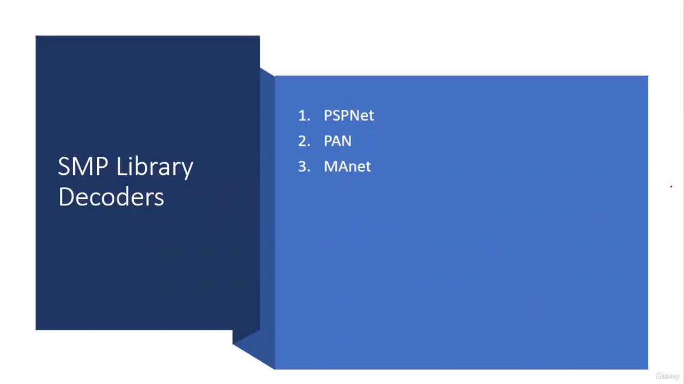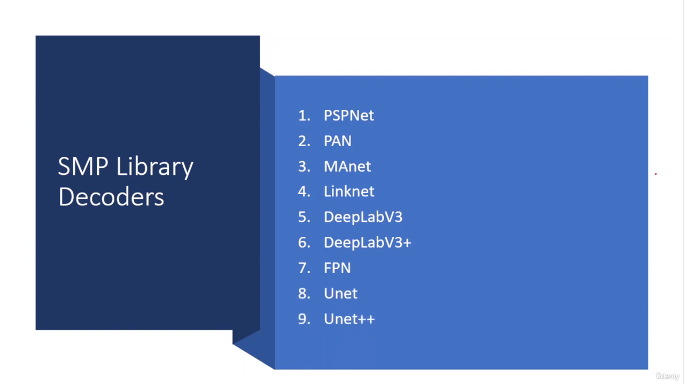And third decoder is MANet, and then LinkNet, DeepLab version 3, DeepLab version 3 plus, FPN. So all these decoders are available in the SMP library. When we define the segmentation model, we will see the architecture of these decoders. And finally, the UNet and UNet++, that is the extended version of the UNet.